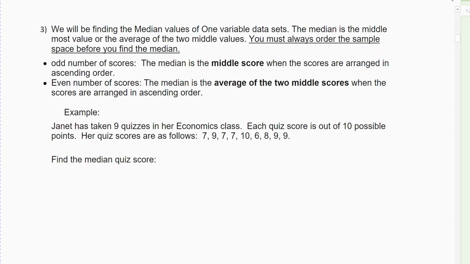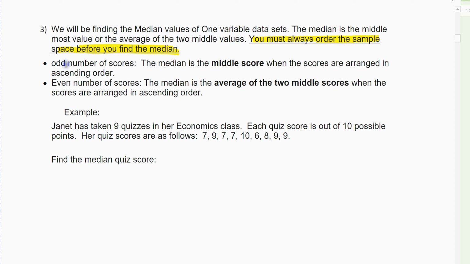All right, the next thing we're going to do with one variable sets is find the median value. So for one variable data sets, the median value is the middle most value or the average of the two middle values. You always have to order the sample to find the median. You have to put your numbers in order. You either go from the lowest number to the highest number or vice versa. It doesn't matter as long as they're in order.